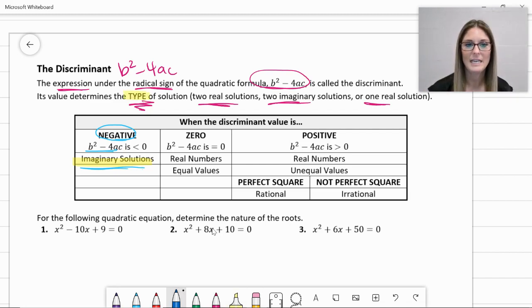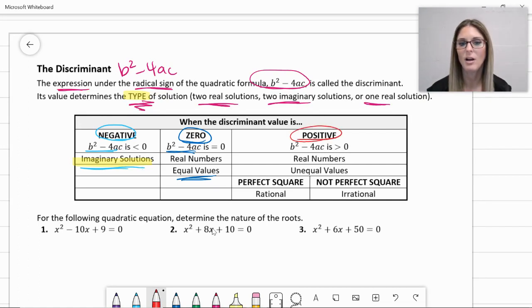Let's say you plug in your values to the discriminant and it comes out as 0. You plug into b squared minus 4ac and it is 0. Then you're going to have real number solutions and they are going to be equal values. If you plug into your discriminant and you get some positive number, you get 85, you get 121, I don't know, then you are going to have real number solutions, but they're going to be unequal.